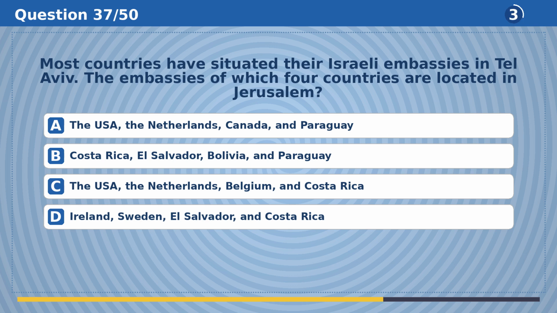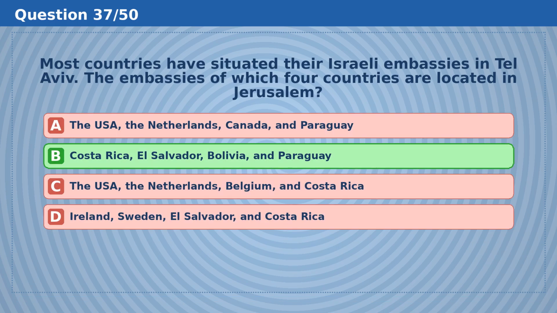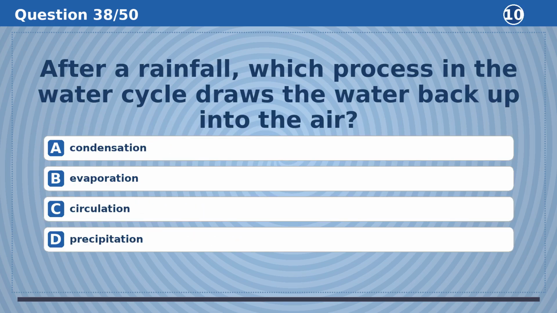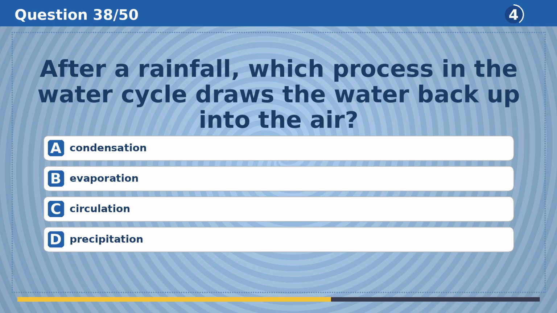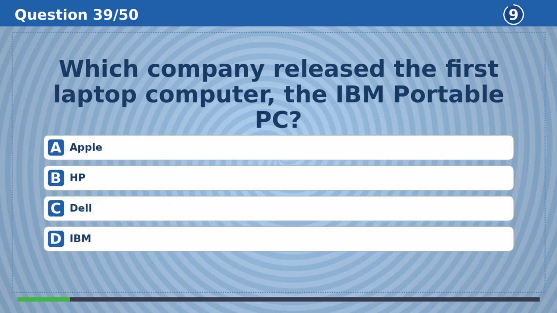Most countries have situated their Israeli embassies in Tel Aviv. The embassies of which four countries are located in Jerusalem? The answer is B, Costa Rica, El Salvador, Bolivia, and Paraguay. After a rainfall, which process in the water cycle draws the water back up into the air? The answer is B, Evaporation.